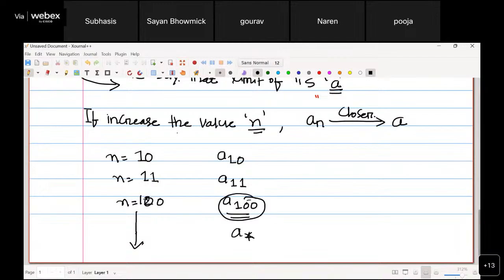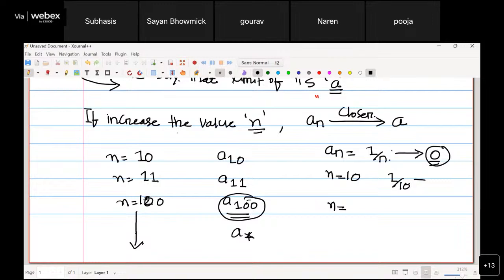This number will come even closer to a. For example, if I take my sequence a_n, which is nothing but 1 by n, this is my sequence. As you can see, the limit of this sequence is 0, because if I increase the value of n, if I take n to be 10, then I am getting 1 by 10. So the difference between 0 and this term is basically 1 by 10.